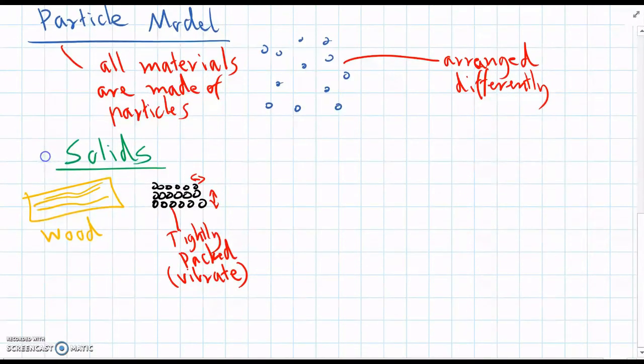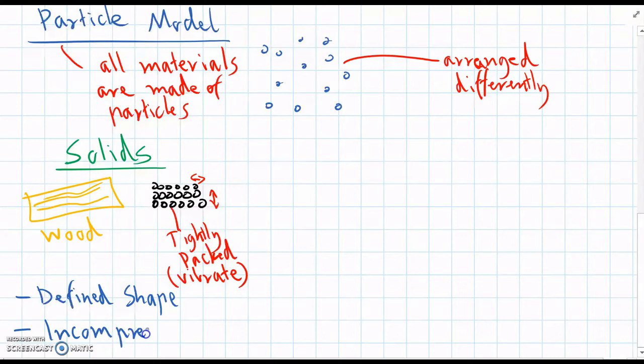So the properties of solids, because the particles are so tightly packed, means that the solid keeps its shape. Like you can pick up a piece of wood and it holds its shape. So we say solids have a defined shape. And because the particles are tightly packed together, we can't compress or push the solid at all. So solids are incompressible.